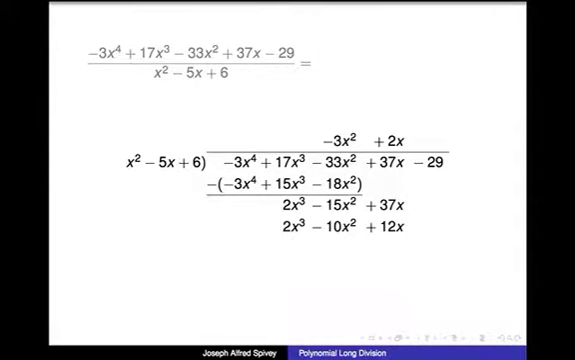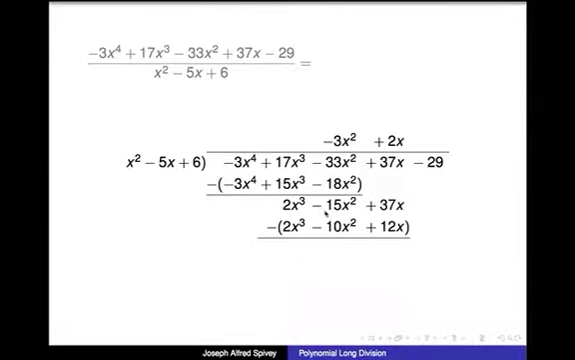And as before, I want to subtract that polynomial from the one above it. So I'll write minus, and then I put the polynomial in parentheses. So 2x cubed minus 2x cubed is 0. They cancel out, which is good.